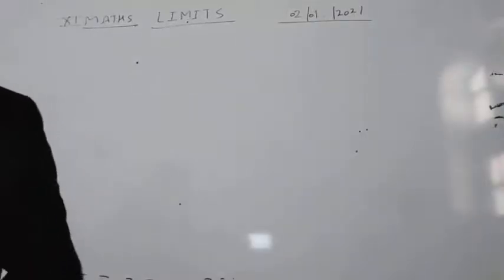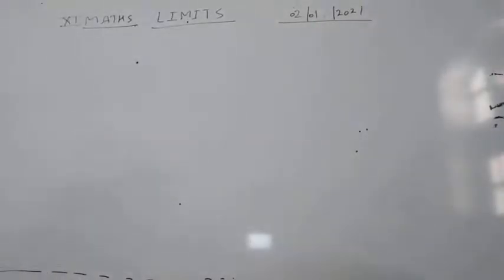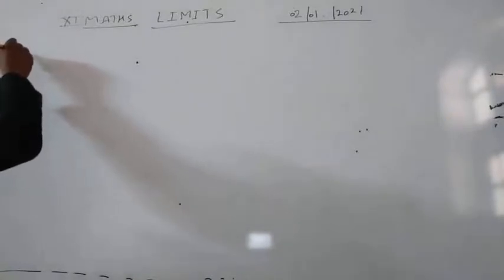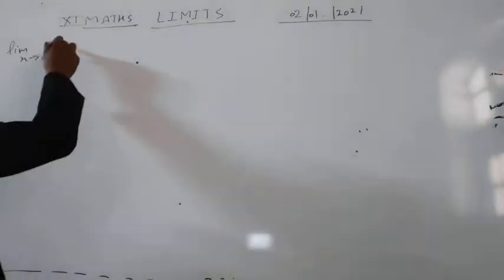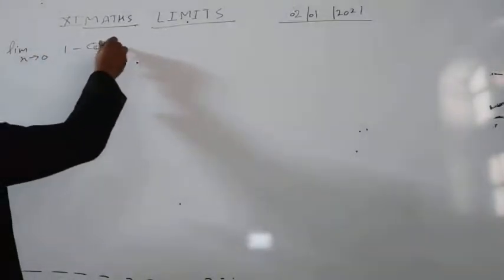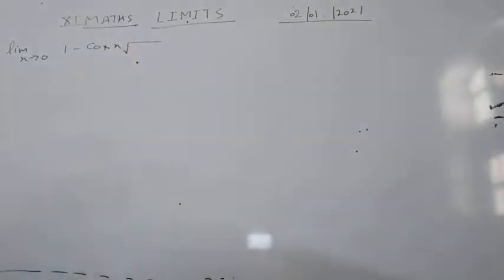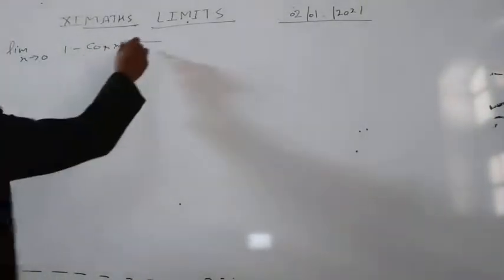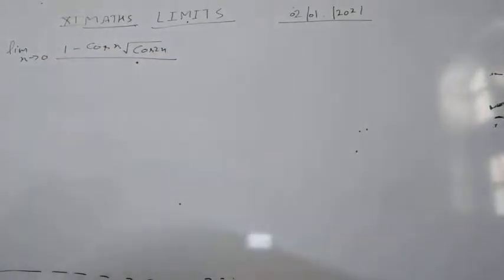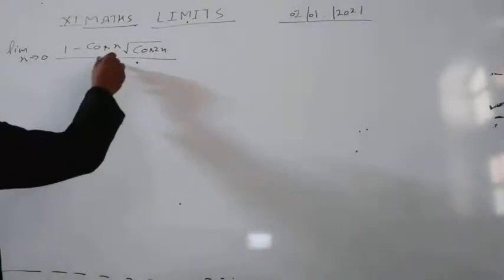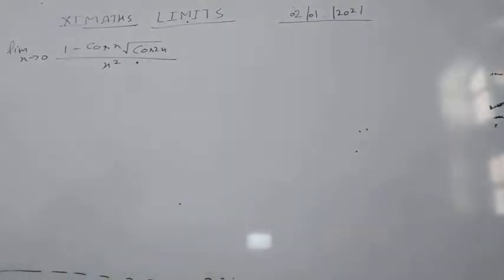Our next question is limit x tends to 0 of (1 minus cos x under root cos 2x) by x square. So student, this is our question and we have to find the limit of this question.